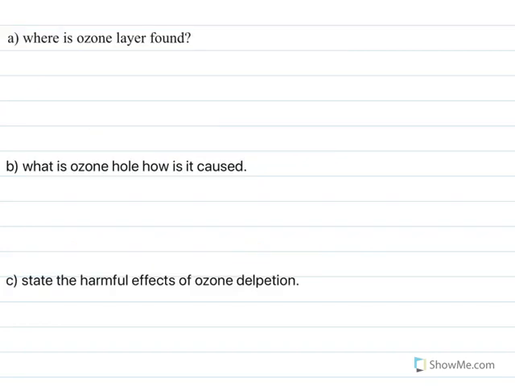Where is the ozone layer found? The ozone layer is found in the upper reaches of the atmosphere, in the upper layers of the atmosphere.